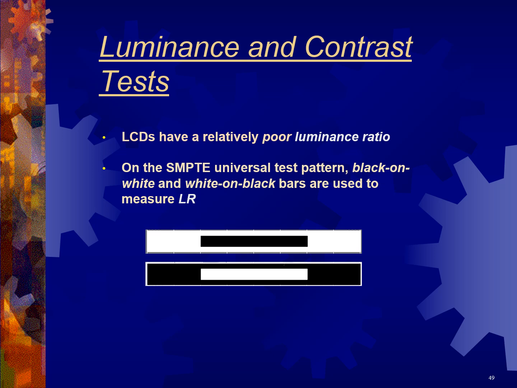Right? LCDs have poor luminance ratio, that is the difference or the ratio between white and black is pretty thin. Okay, black on white and white on black bars are used to measure luminance ratio. So you would calculate a luminance ratio for the top, black on a white background, and then you calculate a luminance ratio for the bottom, white on a black background. Those should be consistent, but they also should be a poor ratio.